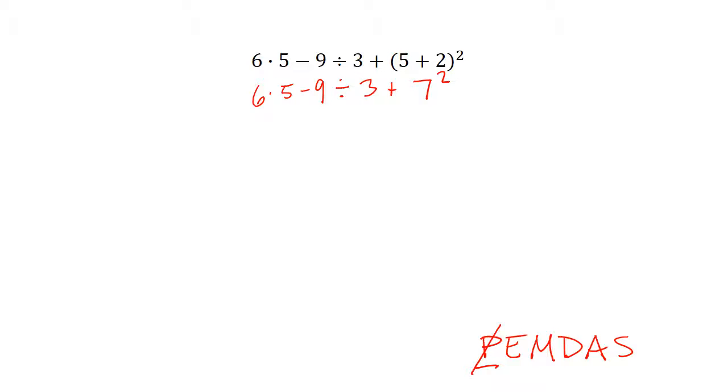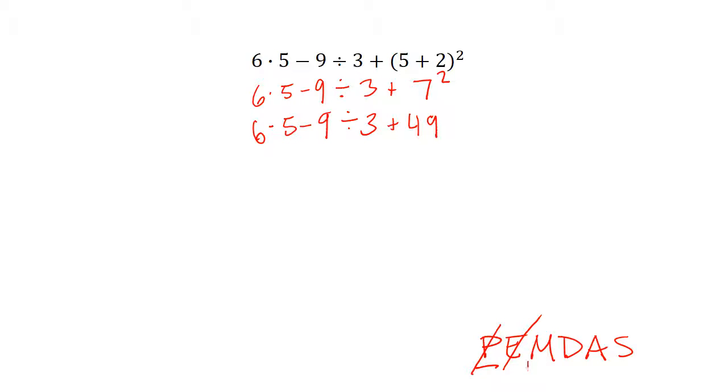So we have an exponent of 7 squared. That means 7 times 7, which is 49. And again, we're just going to rewrite everything else. Okay, there's no other exponent, so I'm going to cross that off.